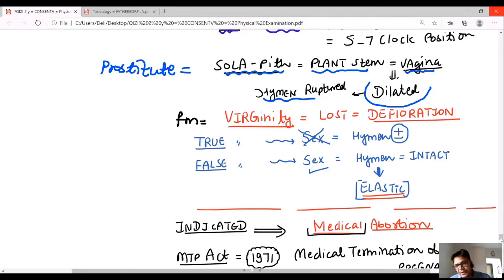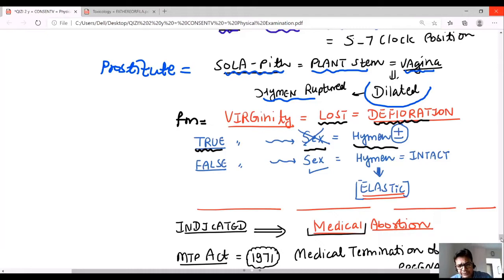female. If a female loses virginity, this is known as defloration. Doctor, we have two types of virgin female. One is the true virgin. What is a true virgin? A female who has never participated in sex, but the hymen may be ruptured or may be intact, because the hymen can be ruptured by many other methods. Plus minus.